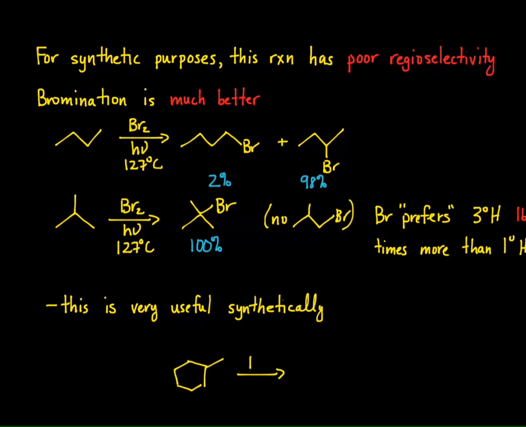So, as an example, I can take methylcyclohexane, where I have a primary hydrogen, I have a series of secondary hydrogens, but then I have one tertiary hydrogen. And when I brominate this in the presence of light, I get essentially one product. And so this is good to know in terms of our synthetic toolbox.